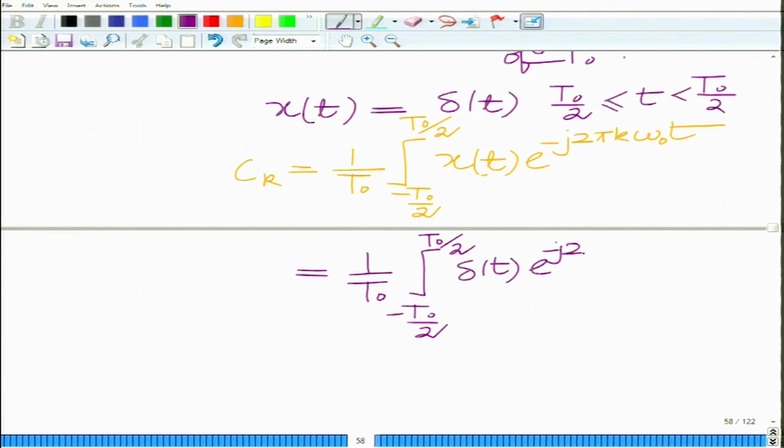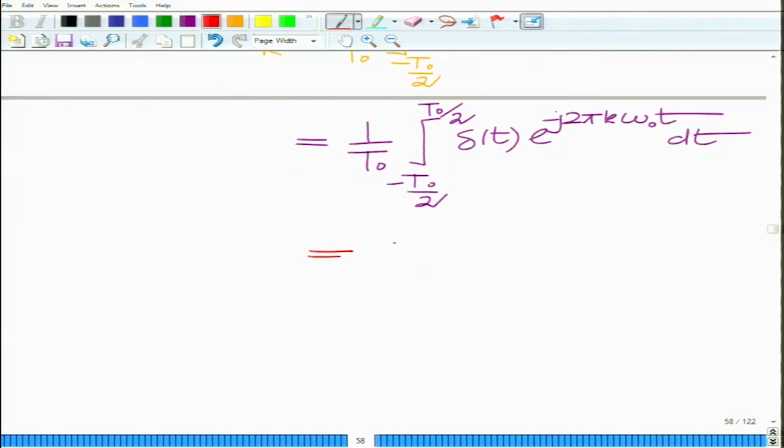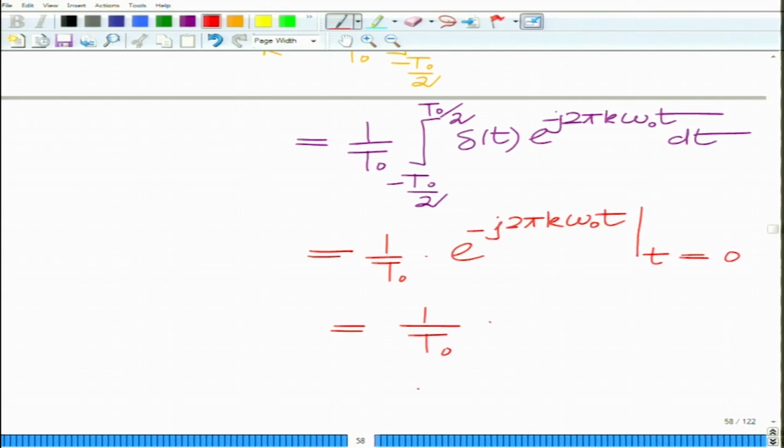Delta t e raised to minus j 2 pi k omega naught t dt, and by the property of the delta function, this is simply the value of the function, that is e raised to minus j 2 pi k omega naught t evaluated at t equal to 0, and this is simply 1 over T naught, since e raised to minus j 2 pi k omega naught t evaluated at t equal to 0 is 1. So, each of the coefficients of the complex exponential Fourier series, that is the coefficients of the CEFS, all the coefficients are 1 over T naught. So, each Ck is 1 over T naught.